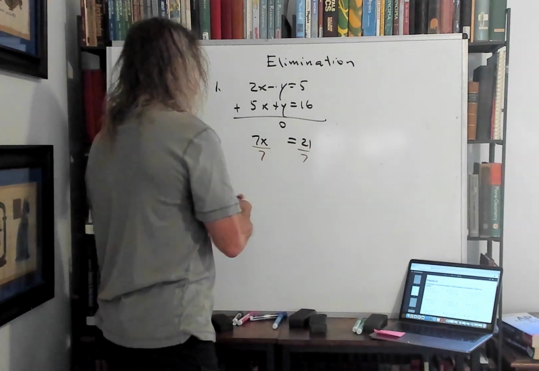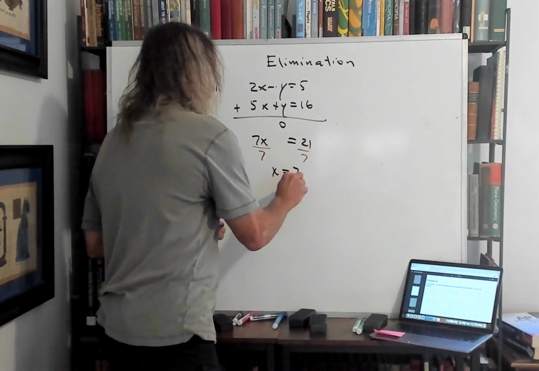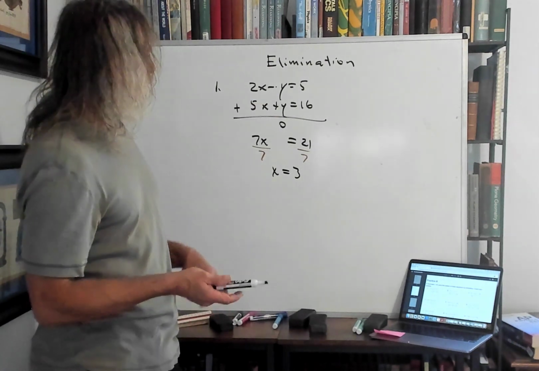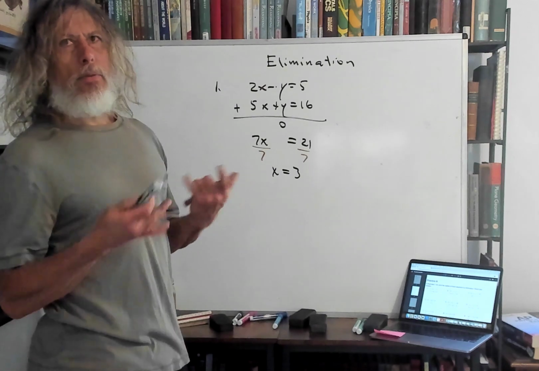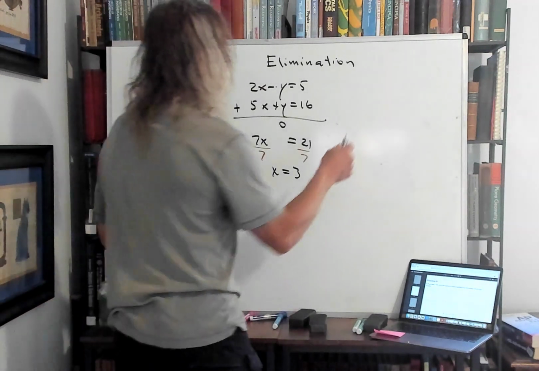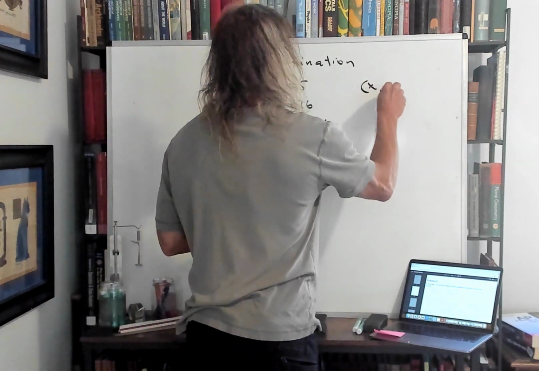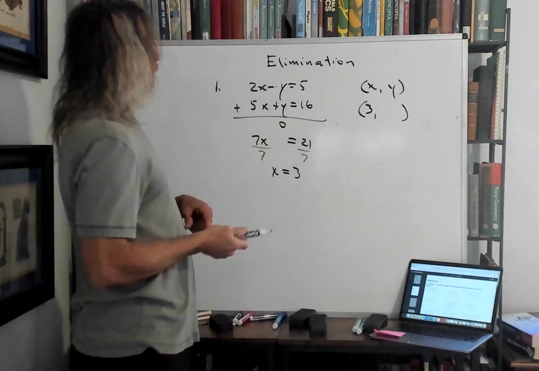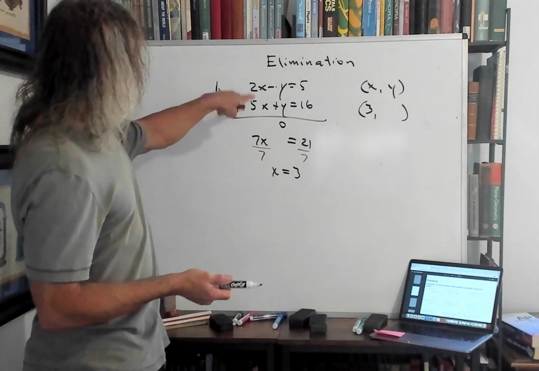Divide. x is 3. And then we plug that back in to figure out what our other letter is. We got the x letter, now we get the y letter. That's what we want. So we put 3 in here.